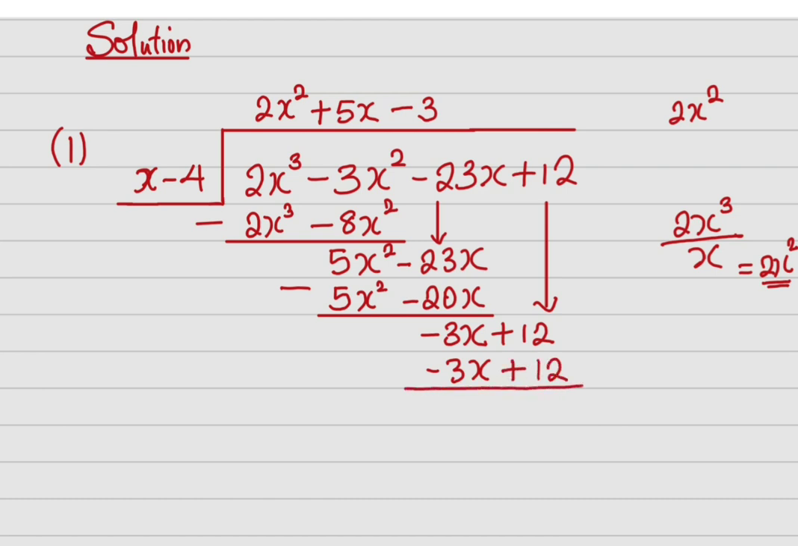Now, on subtraction, I'm going to get nothing here. Okay, that is no remainder. So I have divided. This is a simple way of doing this division. Okay, so let's move quickly to question 2.